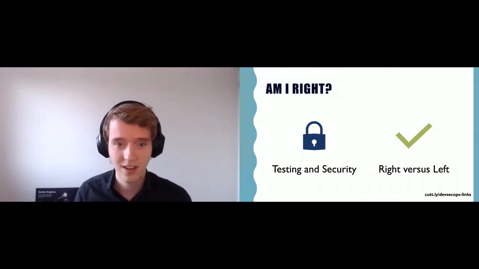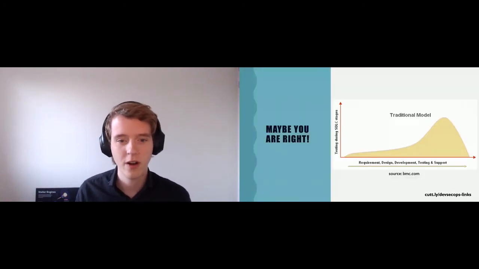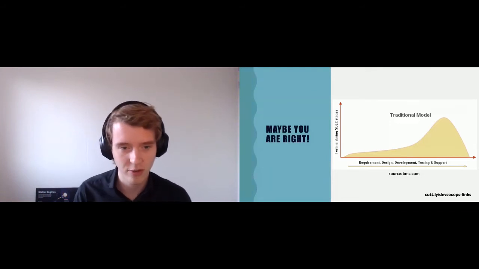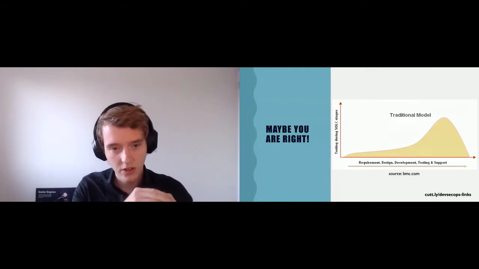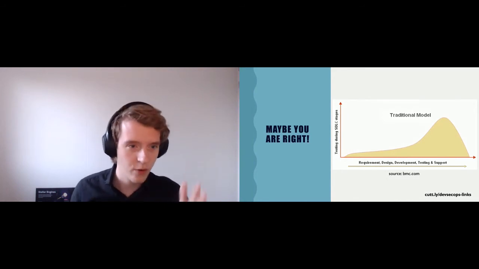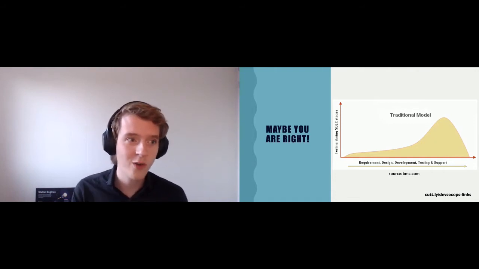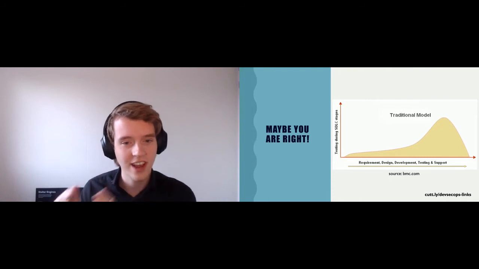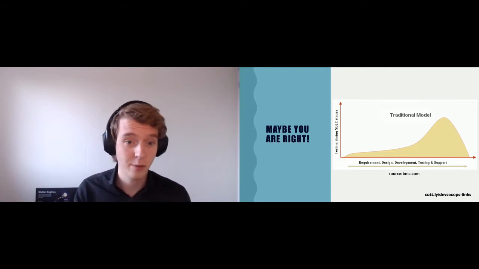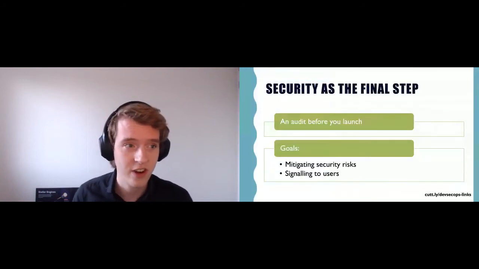So this graph tries to show the traditional model, or the model where testing or security is shift right. On the horizontal axis, you see the various stages of the software development lifecycle. And then on the vertical axis, you see how much testing is applied in each phase. You see in this traditional model, all the security is put towards the end of the process instead of at the beginning or all throughout. So security here is really the final step.